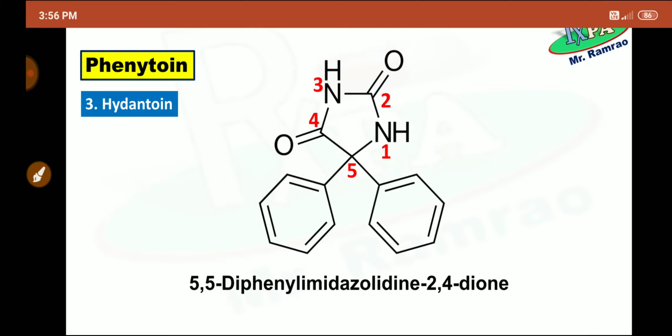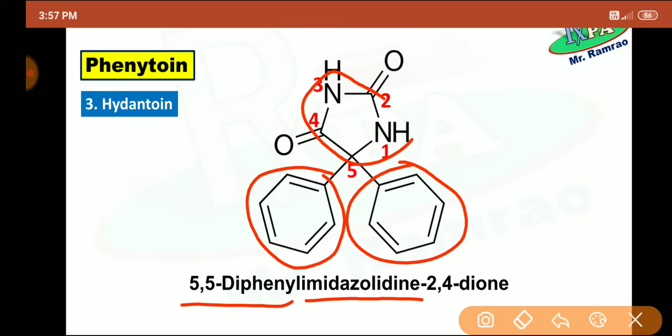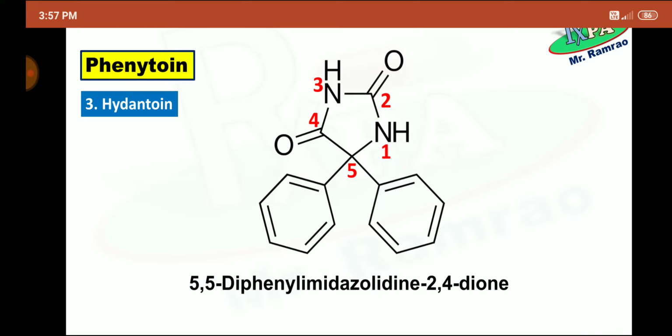Once again, we will see the IUPAC name of phenytoin. It is also one of the important molecules used in the treatment of epilepsy. 5,5-diphenyl, because two phenyl groups are present on the fifth position. Then imidazolidine, this reduced form of imidazole is known as imidazolidine, and on the second and fourth position two ketone groups are present, therefore 2,4 dione. So this is the IUPAC name of phenytoin.